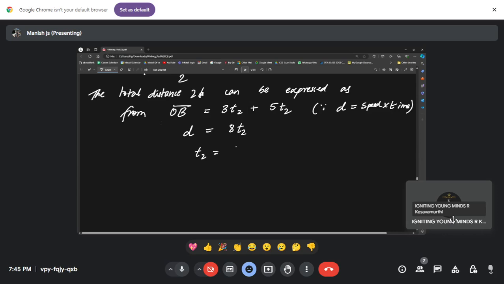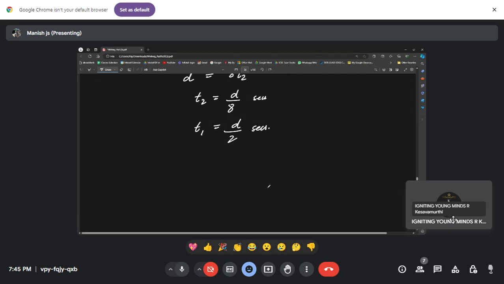So T2 is equal to D upon 8. So I'll get the relation like this, seconds. So T2 is D upon 8 seconds. And we already got T1 is equal to D upon 2 seconds. Okay, we have got the total time now, which is T1 plus T2. Individually, if you have, and then if you want total, you're just going to add them.